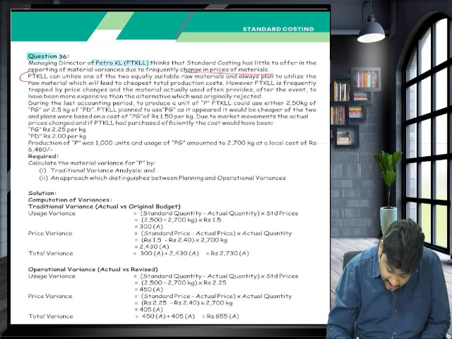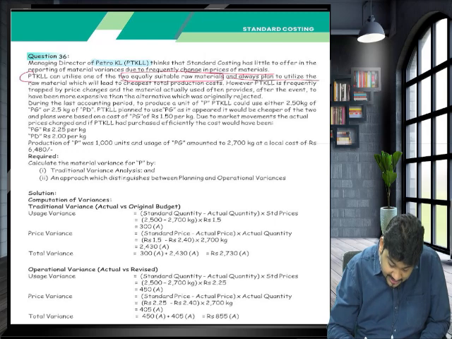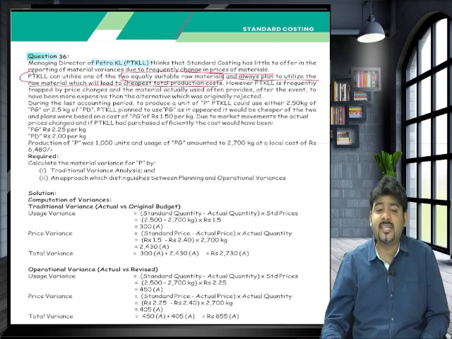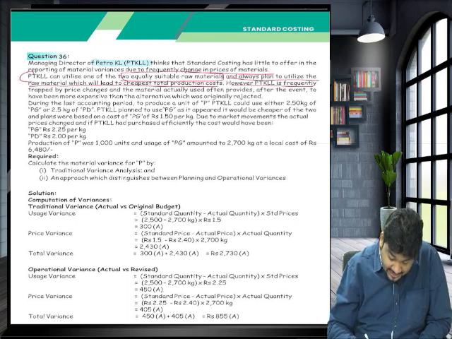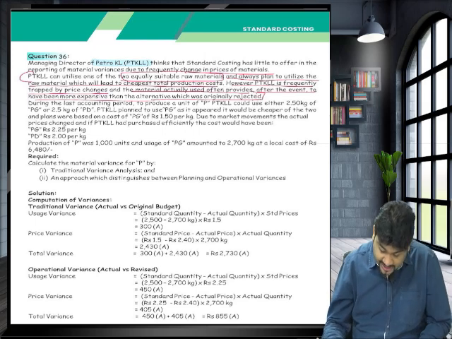PTKLL can utilize one of two equally suitable raw materials and always plans to utilize the raw material which will lead to the cheapest production cost. However, PTKLL is frequently trapped by price changes, and the material actually used often proves after the event to have been more expensive than the alternative which was originally rejected.